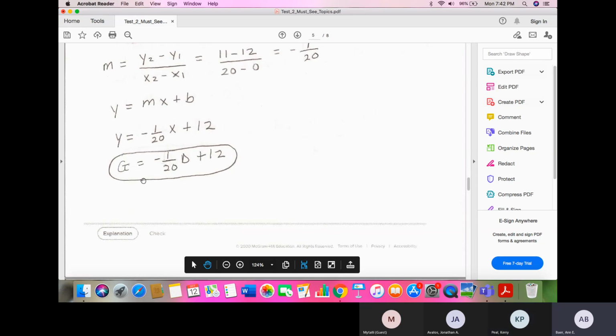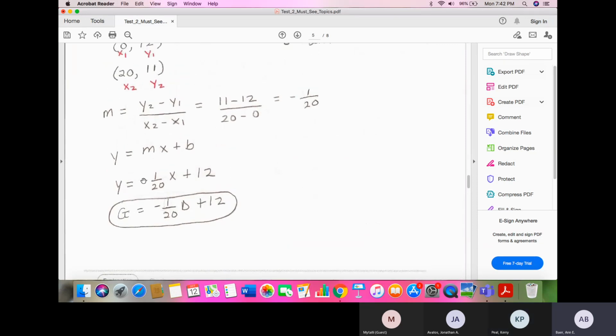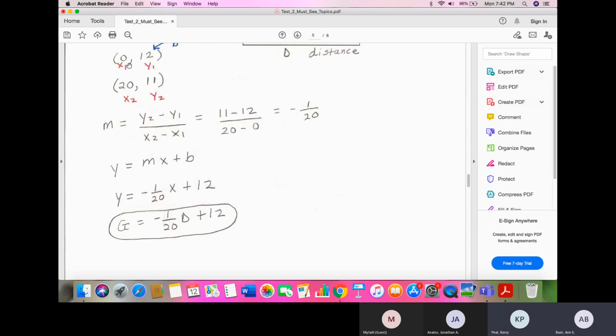And you can quick check this too. How do you quick check this? Put in 0 for D. If I put in 0 for D, what do I get out? I get G is 12, which is what it is. You could also quick check it with this ordered pair as well. So those quick checks are really nice.